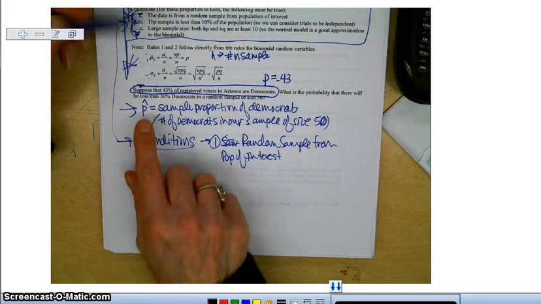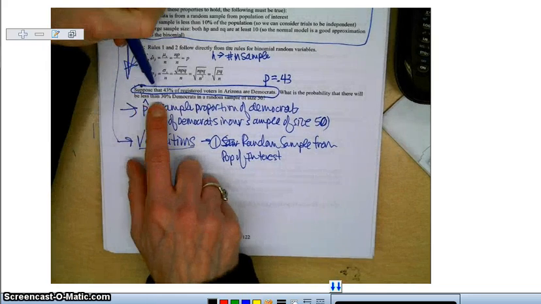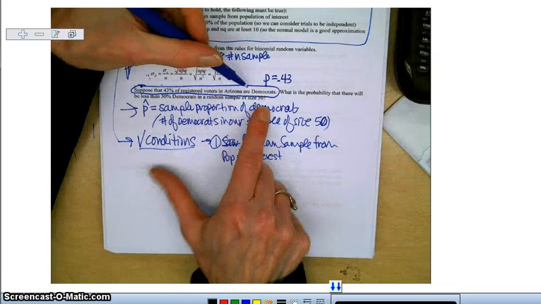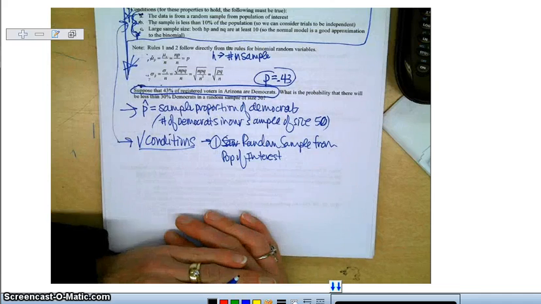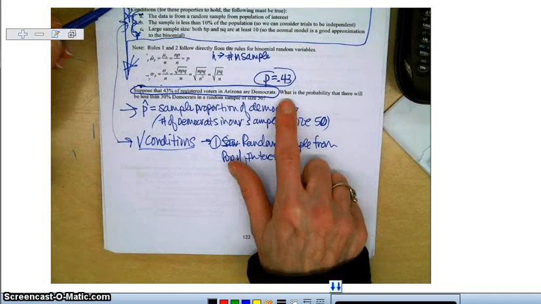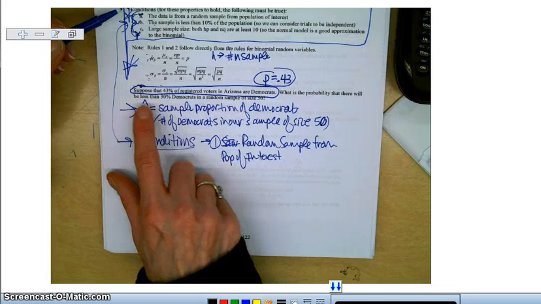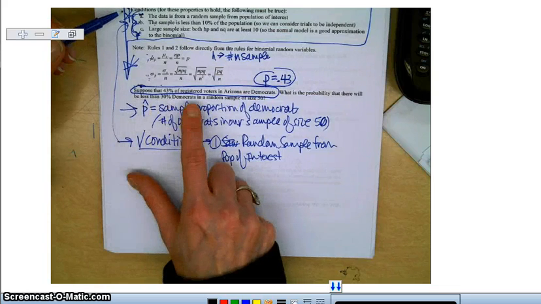Okay. Suppose that 43% of registered voters in Arizona are Democrats. That gives us P, the true proportion, is 0.43. Now we want to know what is the probability that there will be less than 30% Democrats in a random sample of size 50.